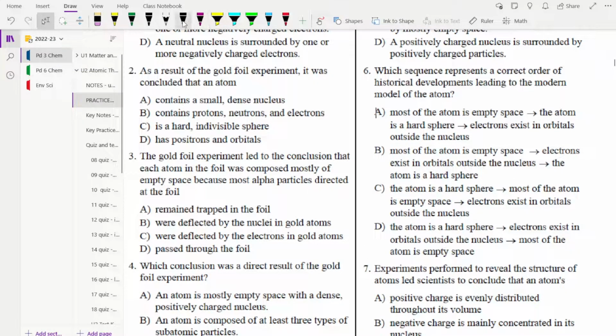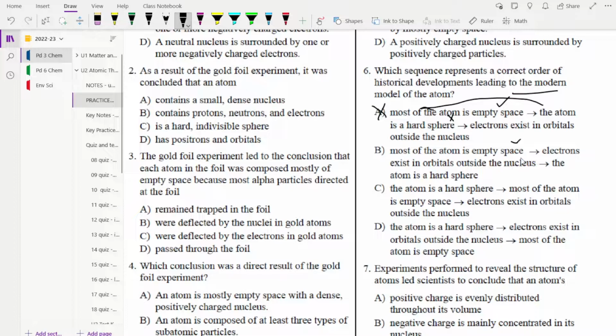Number 6, which of these sequences represent the correct completion of the modern model of the atom? First of all, empty space, so that is correct. An atom is a hard sphere. That is correct, but the wrong order. That should be first, before the empty space one. So this guess is wrong. Most of the atom is empty space. That would be before electrons exist in orbitals. Yeah, and then the atom is a hard sphere.